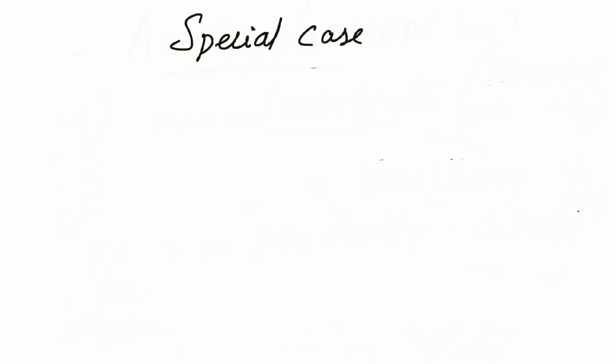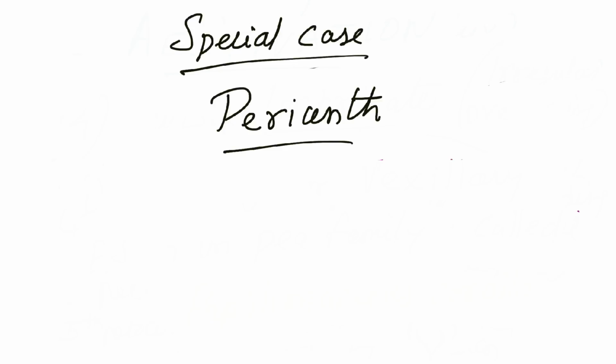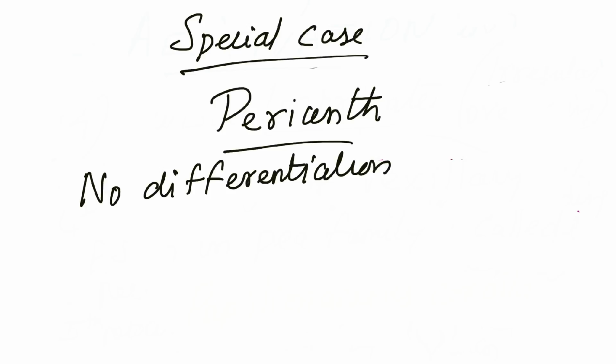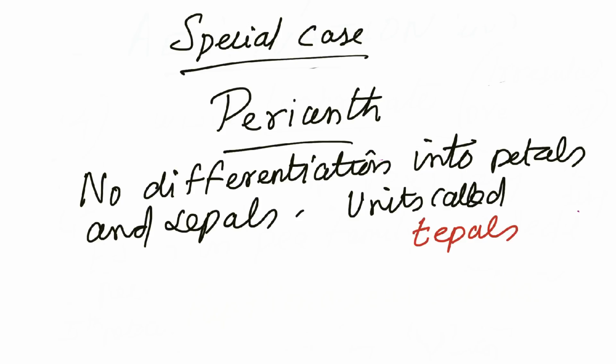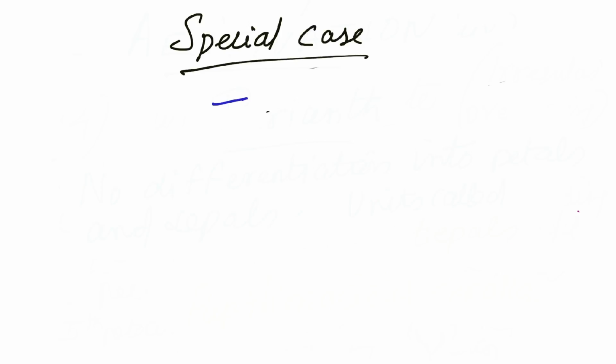Now we are going to a very special and interesting case where there's no distinction between the sepals and petals, and we call such a development, such a growth, perianth. So if there's no differentiation between sepals and petals, such a feature of a flower is called a perianth. And the units of perianth are called tepals. So the word tepals is very important.